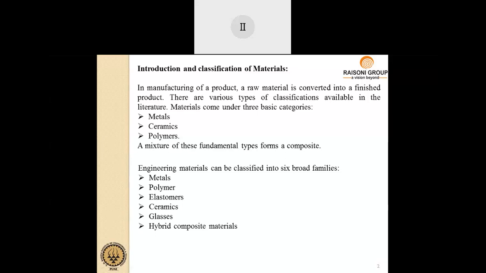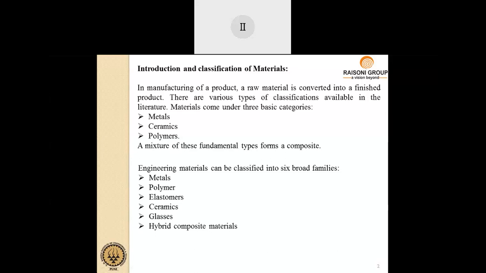So before you manufacture a product, the raw material is very important, because from the raw material, by going through different processes and different applications, that raw material is converted into a finished product. That's why raw material is a very important part in any manufacturing, material science or metallurgical science.